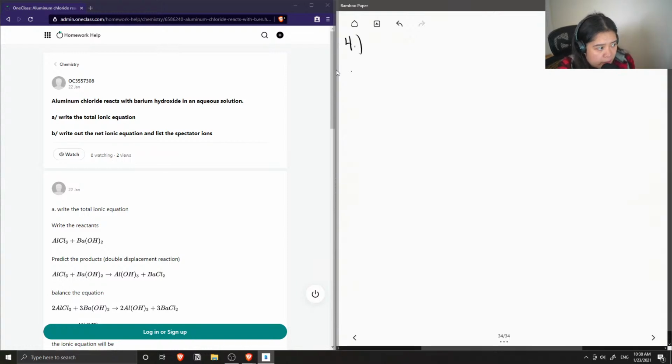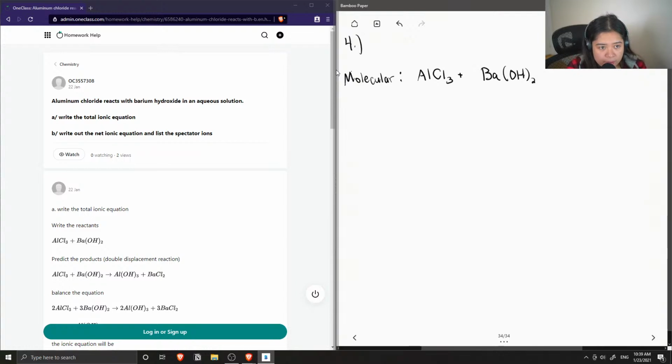Okay, so before we write the total ionic equation, let's first write out our molecular equation. So we have aluminum chloride. So aluminum has a 3+ oxidation state. So that means we need 3 chlorine atoms to neutralize the aluminum so that we have a neutral compound. So this reacts with barium hydroxide. So barium has an oxidation state of 2+, and hydroxide has a charge of -1. So we need 2 hydroxides to neutralize our barium 2+.